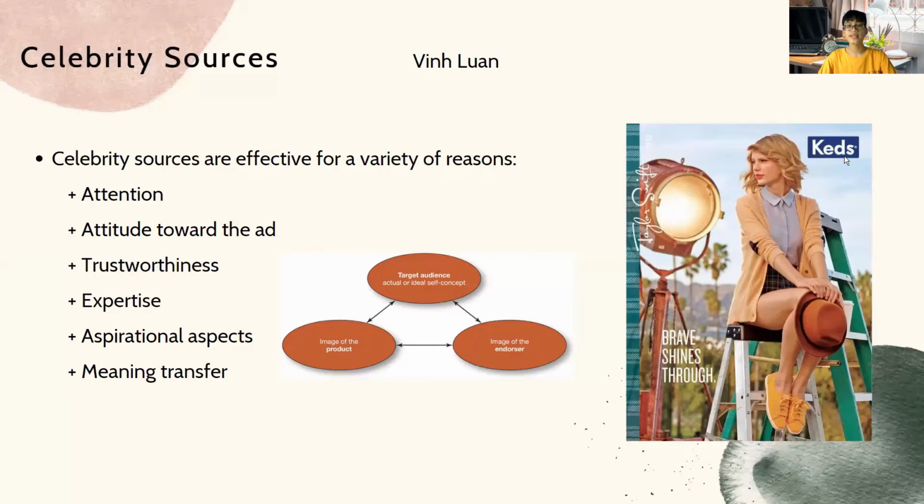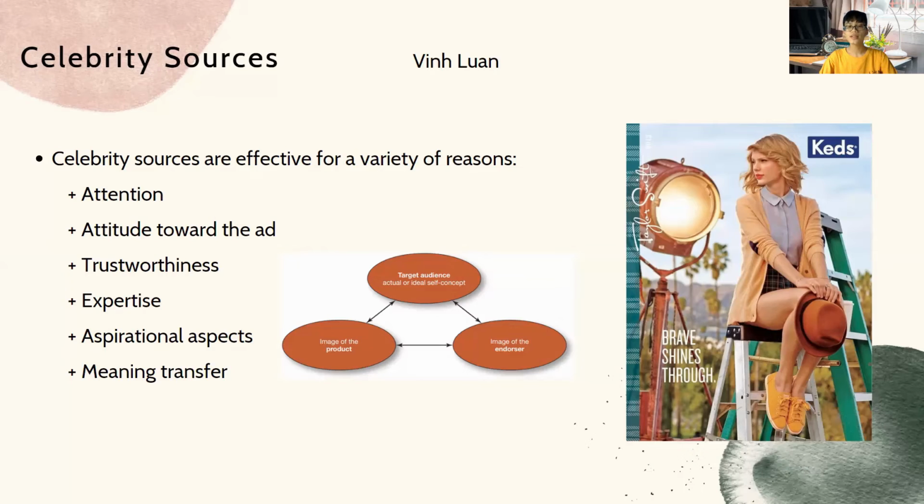And the next part is celebrity source. Celebrity sources are effective for a variety of reasons like attention, attitude toward the ad, trustworthiness, expertise, and so on. And when it comes to using a celebrity endorsement, effective attitude formation and change can result when the three components, target audience, the image of the endorser, and the image of the product, are matched.